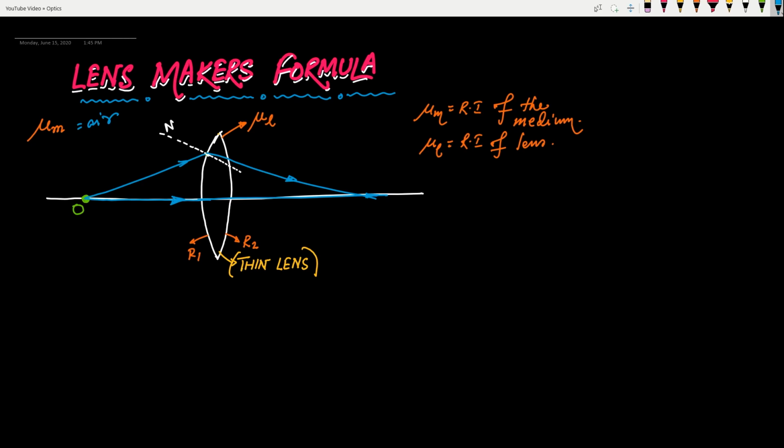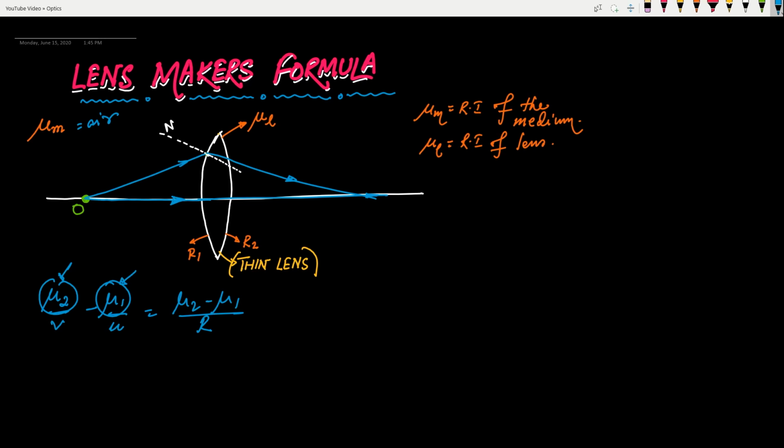Okay, so let's see. We know the formula for refraction due to curved surfaces, the image location is given by mu2 by v minus mu1 by u is equal to mu2 minus mu1 by r, where r is the radius of curvature of the curved surface, and mu2 and mu1 are the refractive index of the medium, where mu2 is the refractive index of the medium in which the rays are entering, and mu1 is the refractive index of the medium from where the rays are coming.